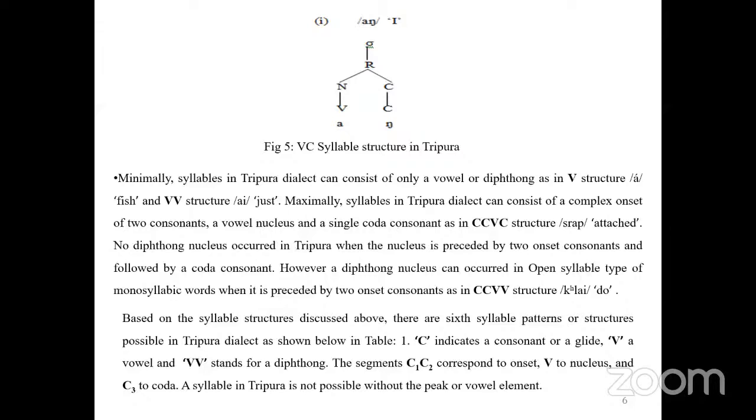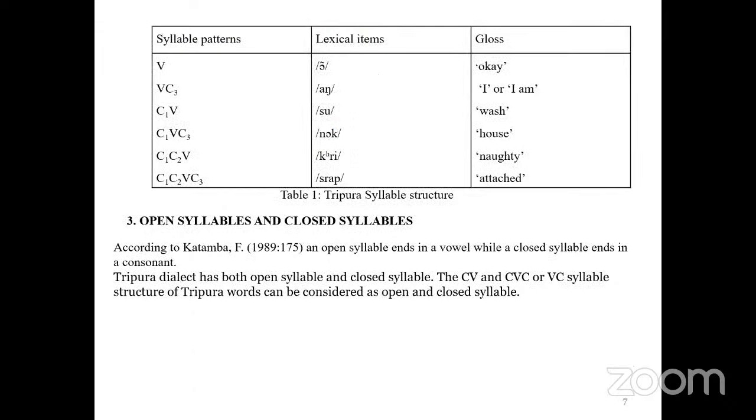Based on the syllable structures discussed above, there are six syllable patterns that can be found in the Tripura dialect. I have given the examples in the next slide. These are the basic syllable structures found in this dialect in monosyllabic words. Here V: o, okay. VC: ang, I or I am. CV: su, wash. CVC: knock, house. CCV: kri, naughty. And CCVC: shrub, attached. So a maximum of two onset consonants can occur, and in the coda position only one consonant can occur in this dialect.